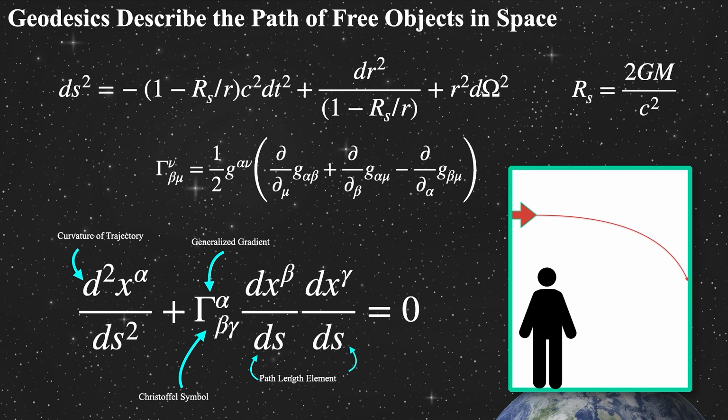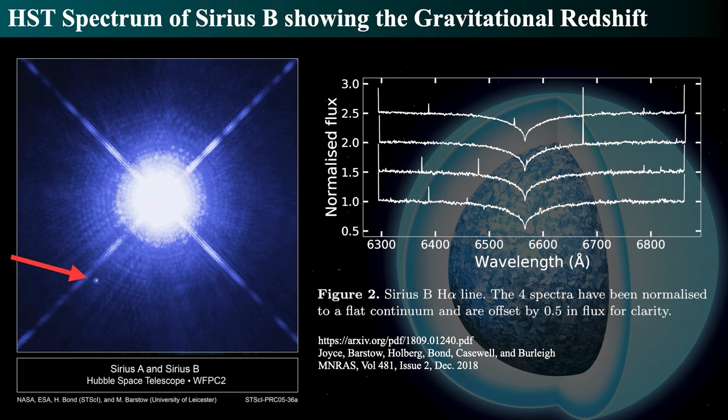The Schwarzschild metric shows how the space-time is bent, as opposed to saying it's simply rising out of a classical Newtonian gravitational field. We now link the nature of space and time together and get the same result using general relativity. This gravitational redshift has been measured. Joyce, Barstow, Harlan, Bond, Kaiswell, and Burley back in 2018 published their observation of Sirius B's spectra taken by the Hubble Space Telescope. And you can see the spectrum here, that it has a distinctly different shape.